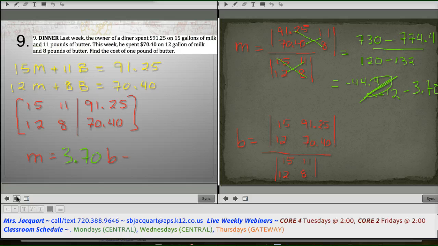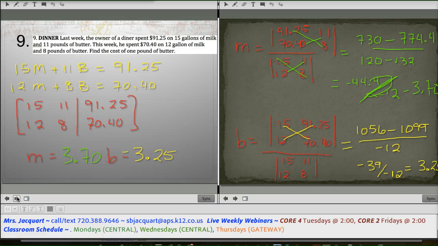So hopefully you guys get really good at Cramer's rule, because if you can do Cramer's rule, your life is a little bit easier. You can solve equations by elimination if you want to as well, but it's not easy-ish. So here we're going to get 1056 minus 1095, all over negative 12, because we already knew that. So negative 39 divided by negative 12 equals 3.25. So that's my butter price. Butter price is 3.25.